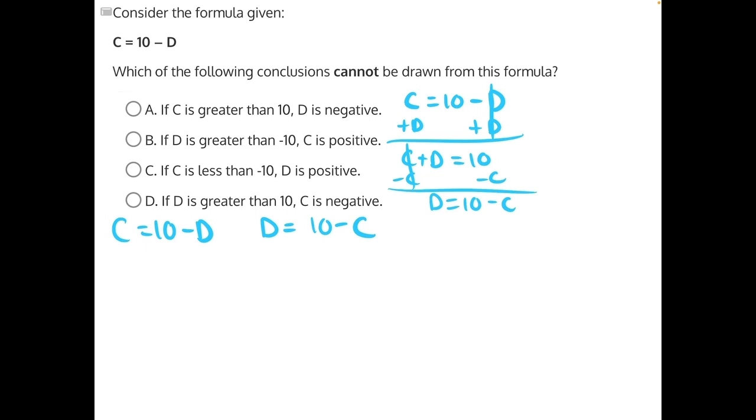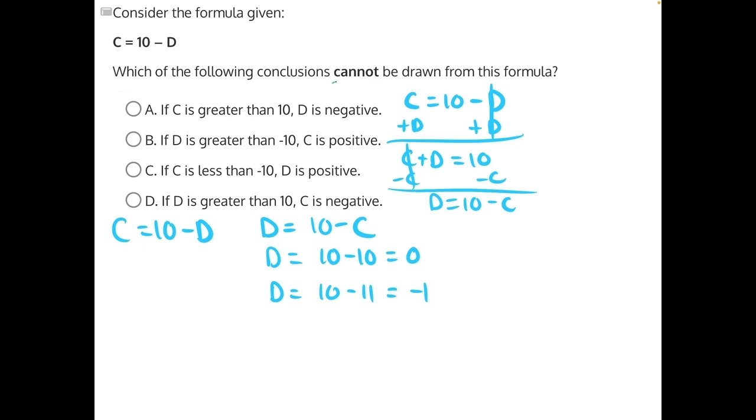A says if C is greater than 10, D is negative. Well, let's see what happens when C is equal to 10. That would give us 0. So if we are going greater than 10 with our values of C, is that going to make D perpetually positive or perpetually negative? Because 0 is that tipping point between positive and negative numbers. Let's try one number greater than 10, which would be 11. That will give us negative 1. So we know that as C becomes greater than 10, D is going to continue to be negative. So this could be a true statement.